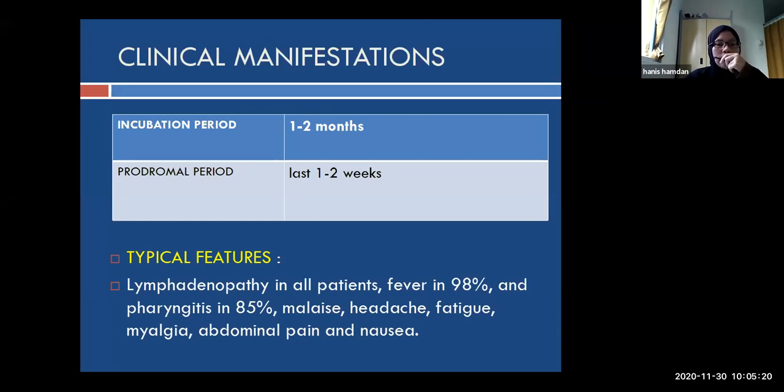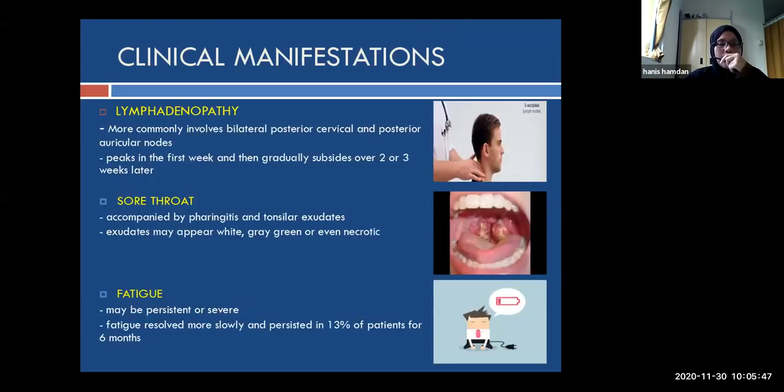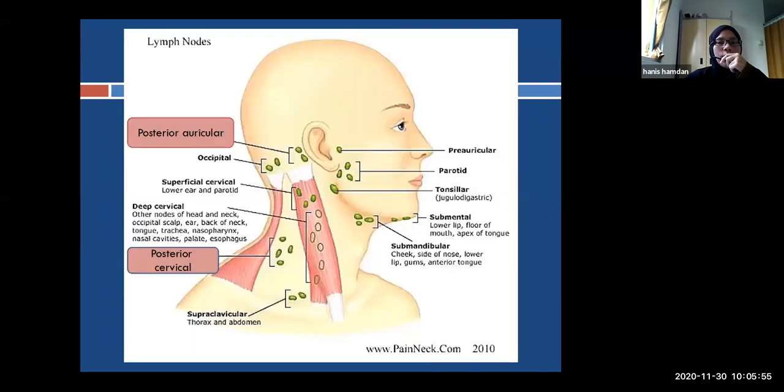The typical feature of infectious mononucleosis is lymphadenopathy, which usually occurs in all patients. Fever happens in 98% of patients, and pharyngitis occurs in 85% of patients. The patient may also come with malaise, headache, fatigue, myalgia, abdominal pain, and nausea without vomiting. Lymphadenopathy more commonly involves the bilateral posterior cervical and posterior auricular nodes. And this is the position of the posterior auricular nodes and posterior cervical nodes.